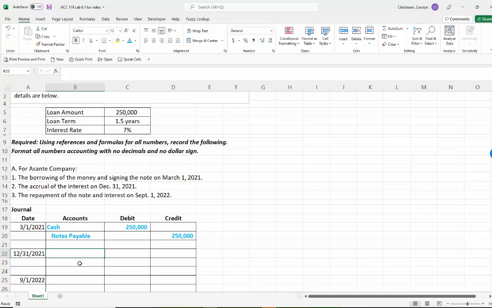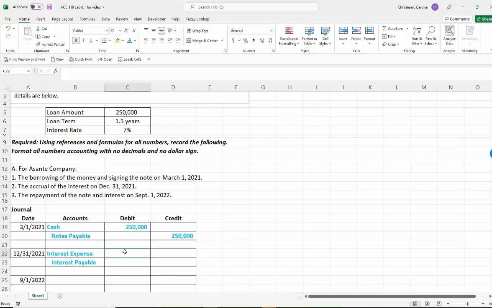So when we accrue interest, we're going to debit interest expense, and we're going to credit interest payable. Right? Because we have an interest expense that we didn't have before because we owe this money, and the payable is telling us that we owe the interest. And this interest expense is going to go on our income statement, and the interest payable and the note payable will go on our balance sheet because those are both liabilities.